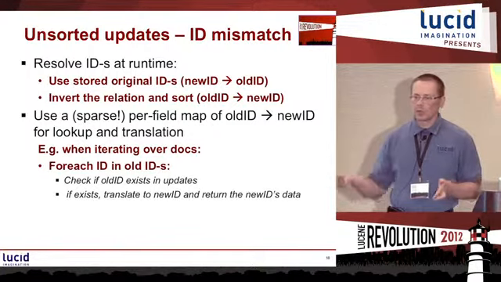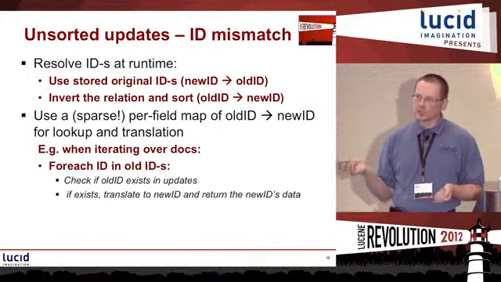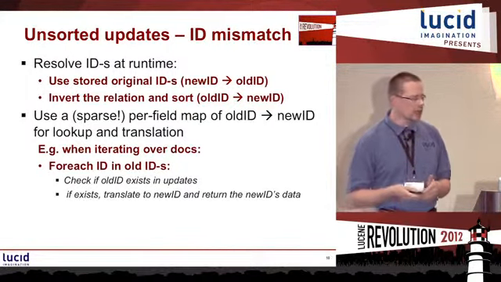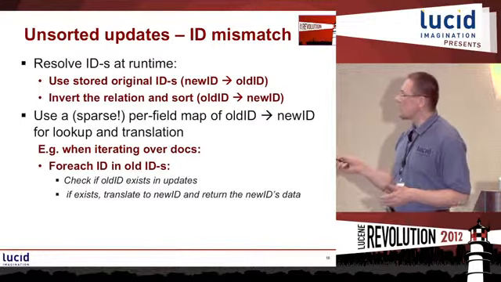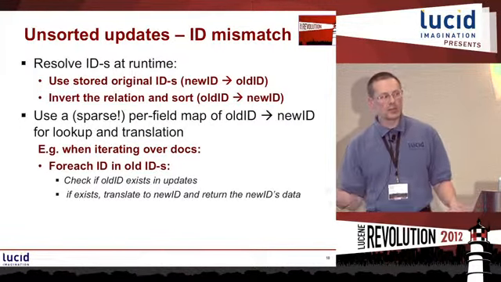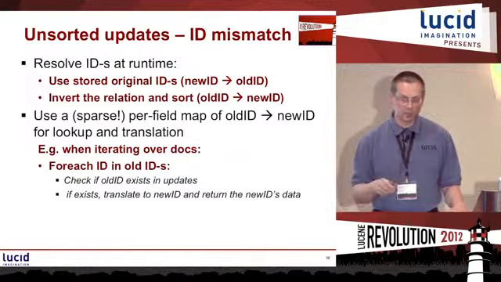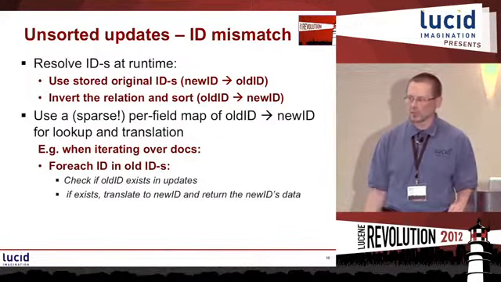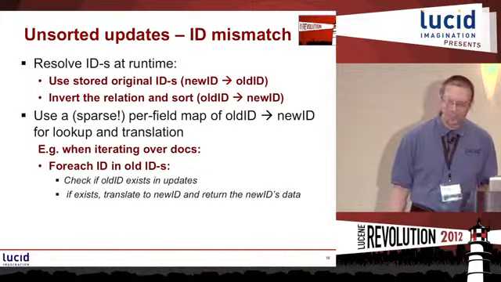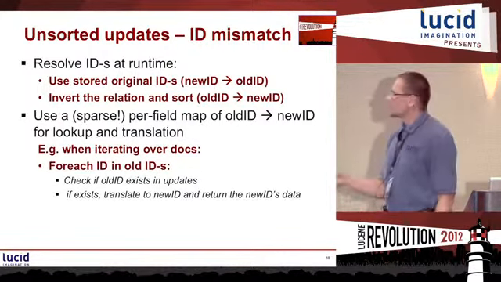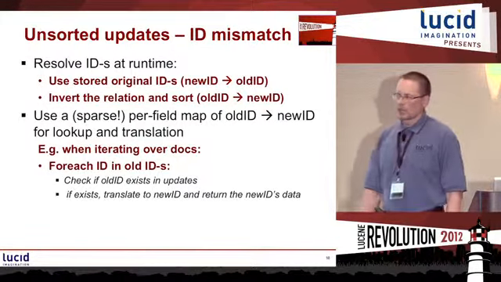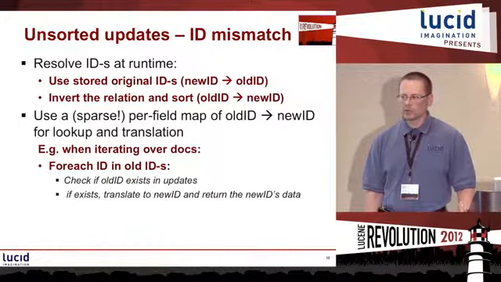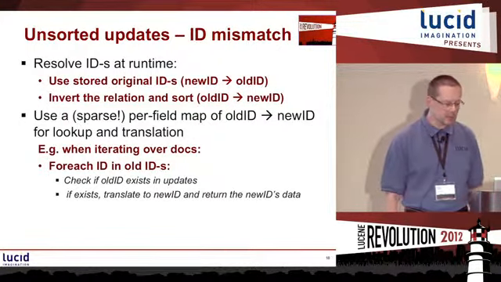For example, if you iterate over documents and you want to retrieve stored fields, right? You arrive at document number 10, and for document number 10, you use this sparse map to look up whether there is a new document that matches this old document, and then you retrieve those fields and combine them with the fields from the original document. This map is in memory, yes. The data actually is integrated on the fly, so we don't have to read it in advance. I'm going to explain it later.